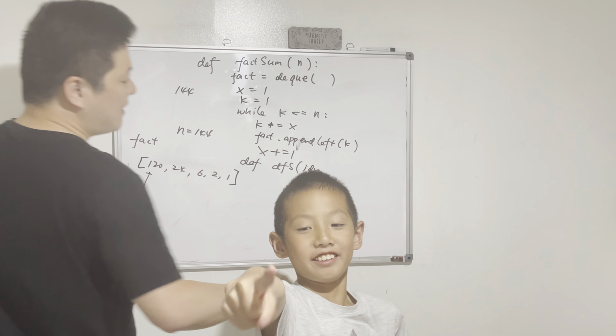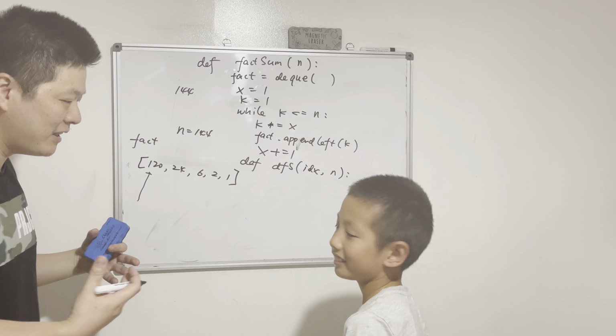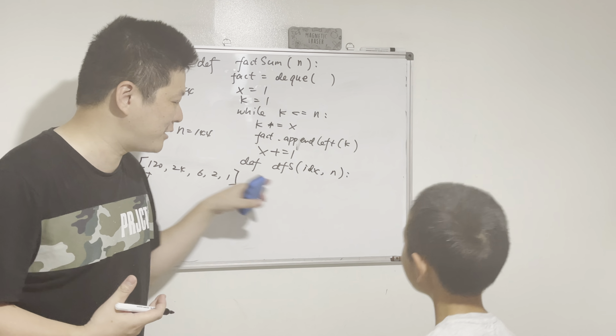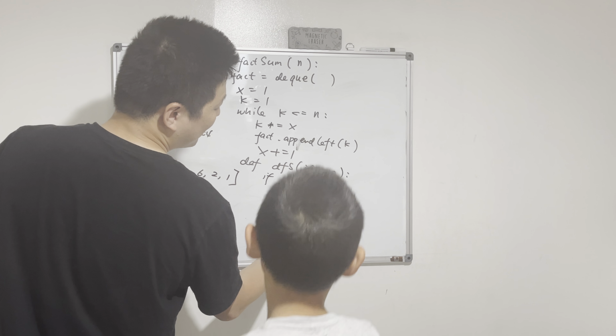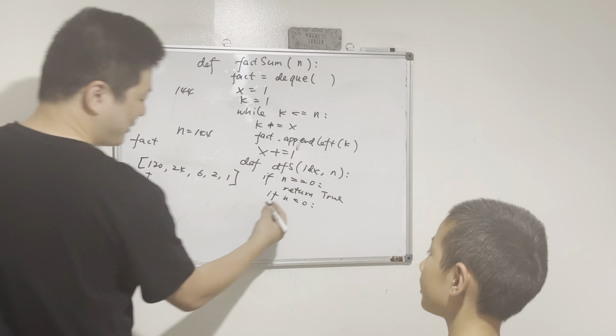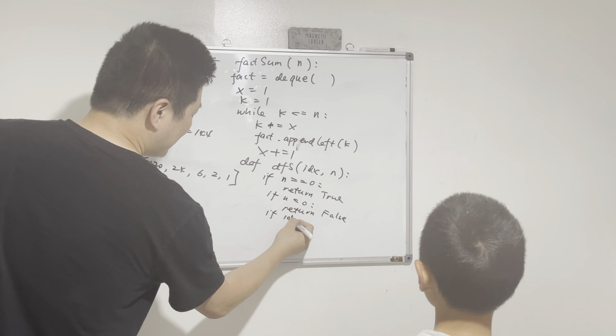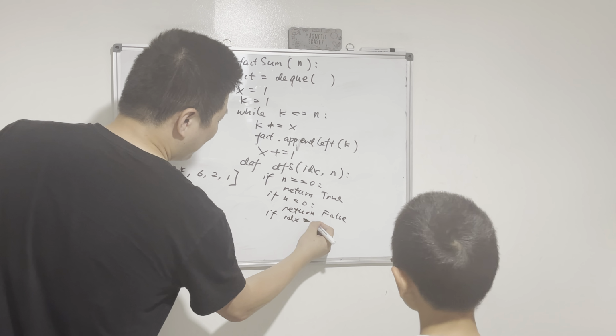So when it's reduced to 0, what does it mean? It should mean that we have found a way to fill the bag with all the items. So if n equals 0, return true. And if n is smaller than 0, return false, because it's not possible. Then if index is bigger or equal to length of fact, what does it mean?